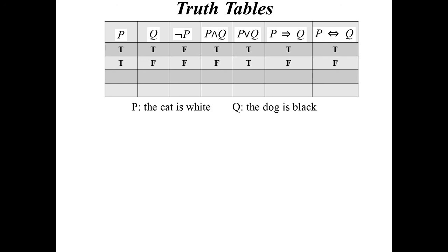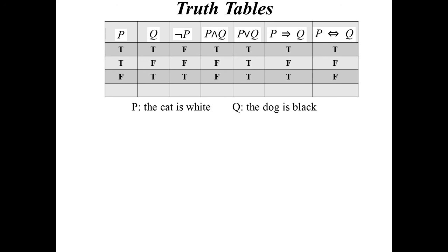What about the other way round? If P was false and Q was true, so the negation of P would be true. P and Q would be false, because they're not both correct. P or Q would be true. P implies Q is now true.